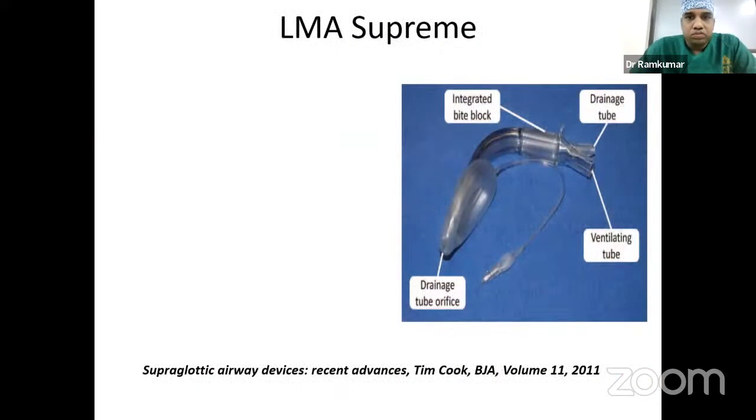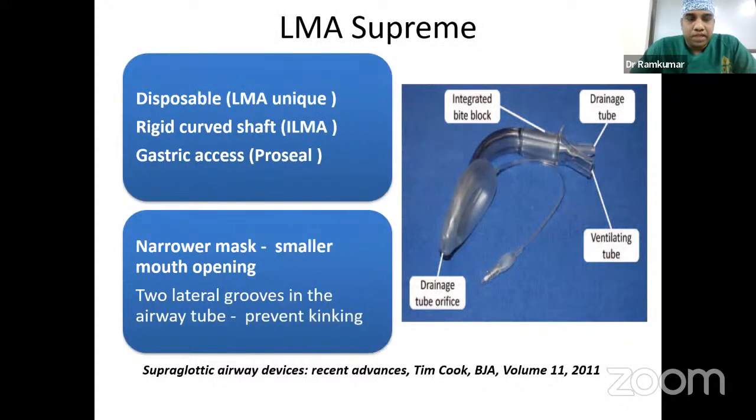And coming to LMA Supreme, it is like a combination of 3 devices. It is disposable like the LMA Unique. It has a rigid curved shaft like the intubating laryngeal mask airway, that is ILMA. And it has a normal oropharyngeal curvature, so it doesn't require a sniffing position to insert it. And it has gastric access like the ProSil. So it combines features of 3 other LMA devices.